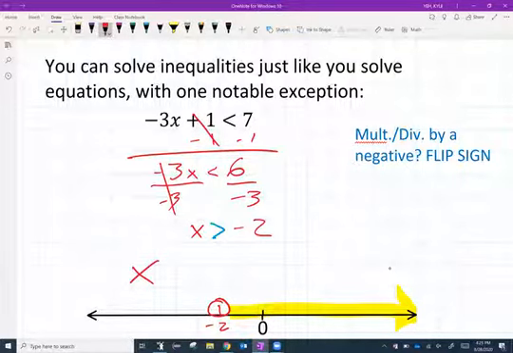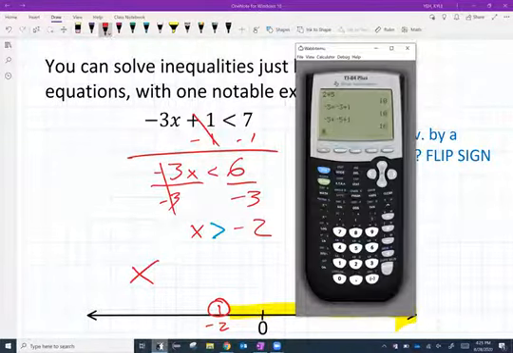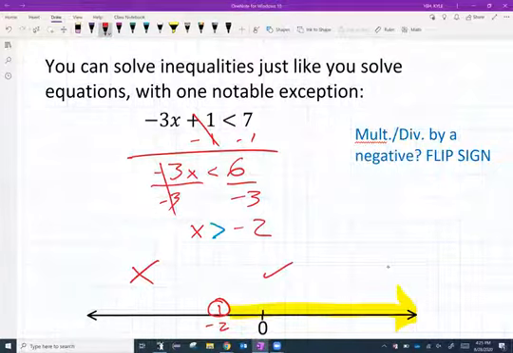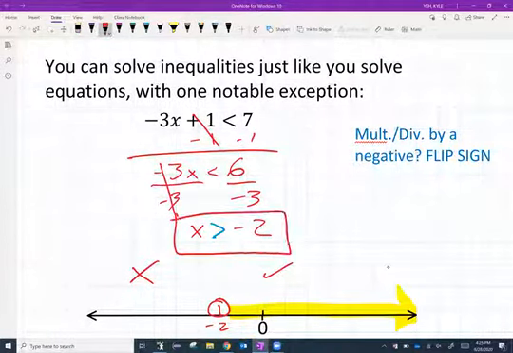What about something that should work? We could always go with my favorite, 0. Negative 3 times 0, add 1, and we get 1, which is less than 7. So 0 worked. Feeling really good about this answer now. x greater than negative 2.